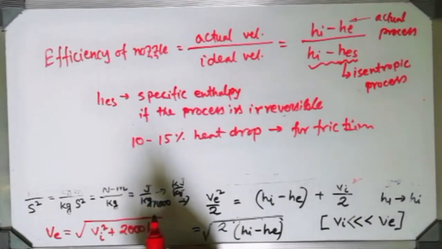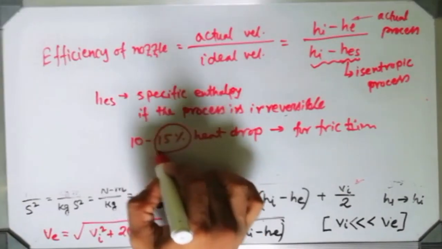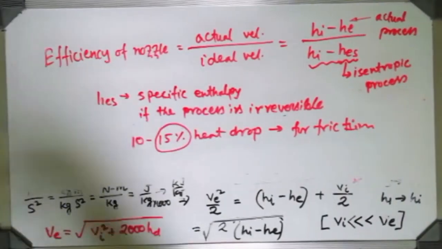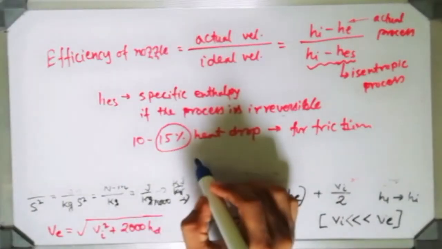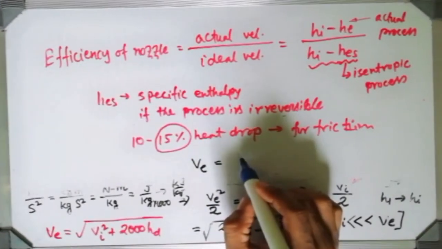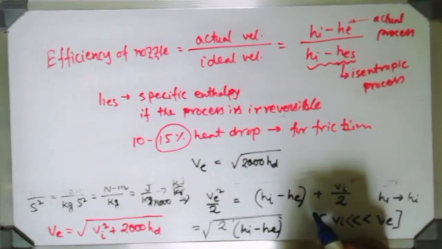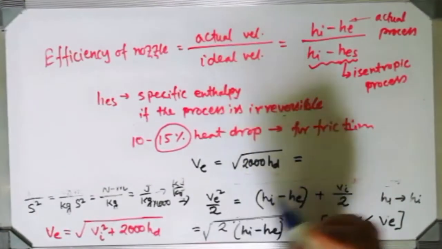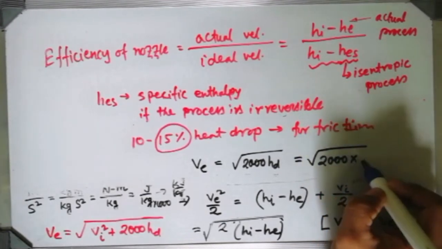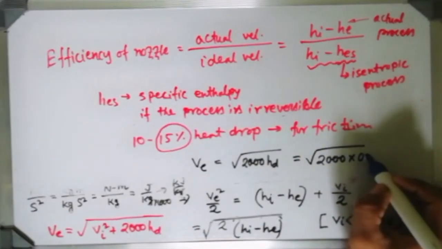Suppose it is given in a problem that 15% heat drop is occurring inside the nozzle. This kind of data is given to you. Then while you are finding the velocity, that is the exit velocity, what relation should you use? You have to use 2000 HD for the ideal case. Now some amount of wastage is there, so obviously that should be taken into account. So what is the percentage of heat loss? If it is 15%, then 0.15 multiplied with HD will be there.